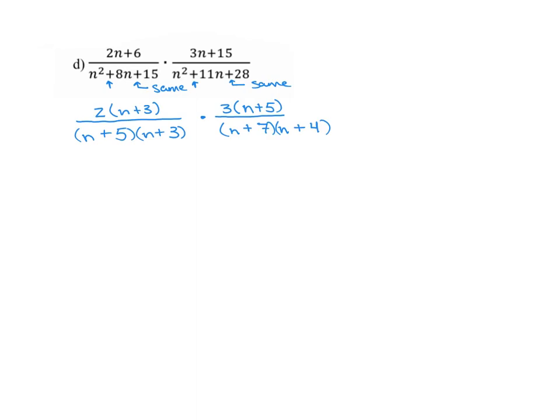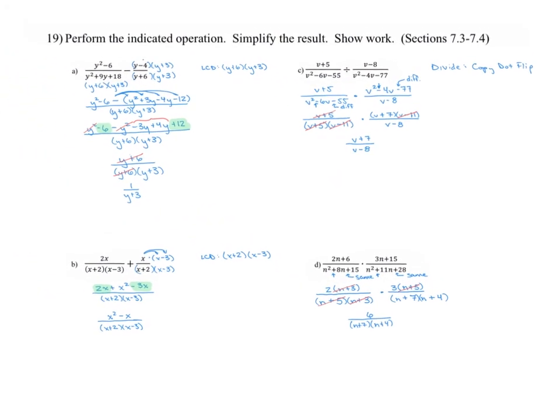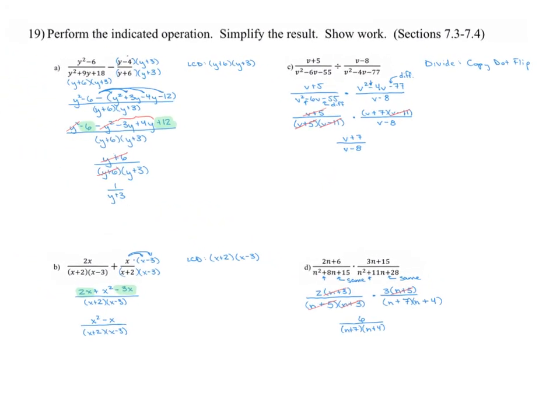Okay, now what can we cancel? If we cancel common factors, we can cancel the n plus 3s, and we can cancel n plus 5. So what are we left over with? If we multiply the tops, 2 times 3 is 6, over, on bottom we have n plus 7 and n plus 4. All right, that takes care of our multiplying and dividing rational expressions.